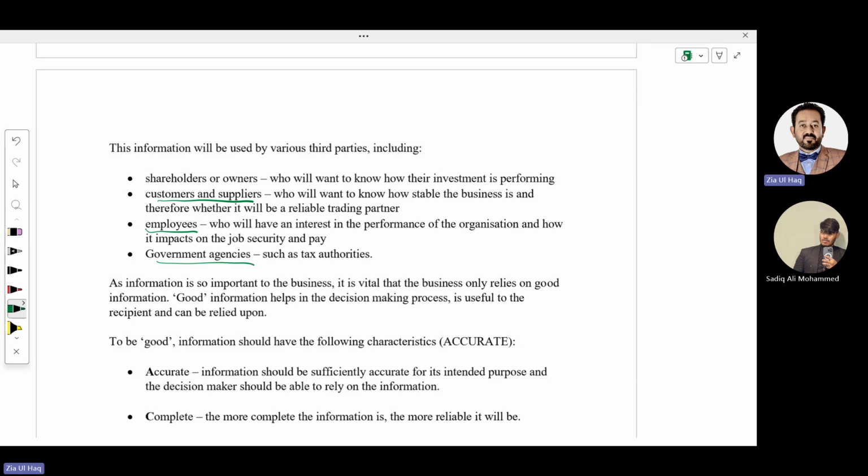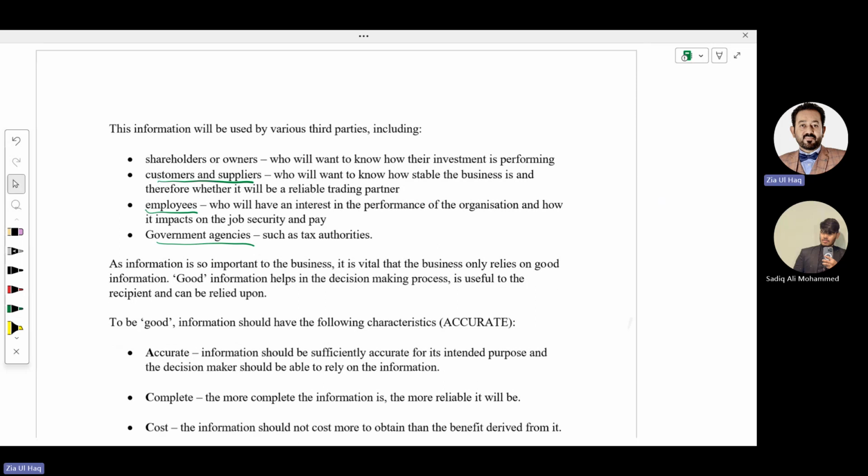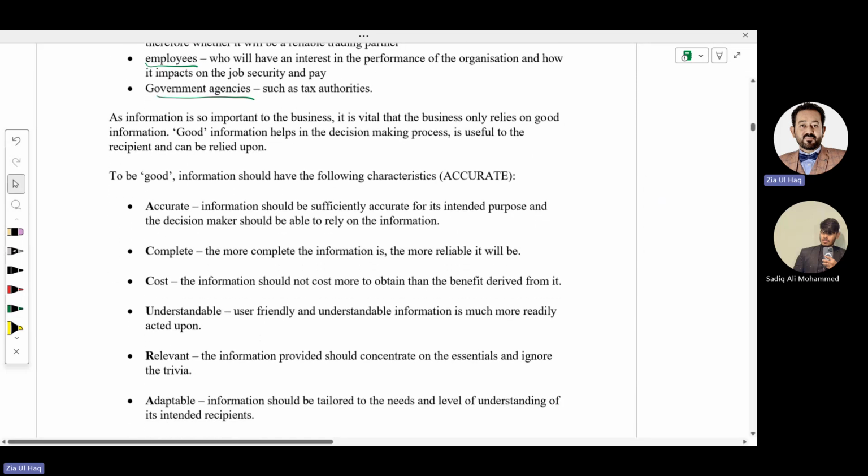Who are the users of information? Mainly management, to prepare their short-term and long-term plans and their forecasts. But other stakeholders also need information: shareholders, customers, suppliers, and employees. Whatever the information is, it must pass the following characteristics.